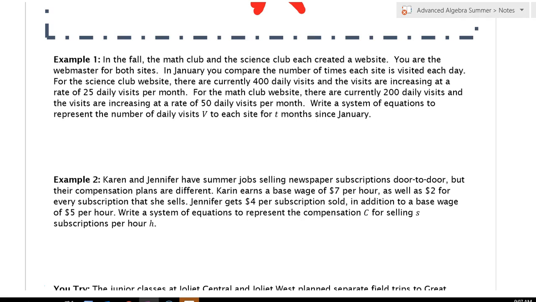Okay, so we're thinking about how many visits each month. So let's think about our first one. Let's talk about the Science Club first. Let's call it our S equation and our M equation. It says V visits, so we're going to start off with our capital V for both. Now, for the Science one, it says we have 400 daily visits, so we're starting off with 400. And it's increasing, so that means plus 25, and the word per here means multiply. So it says T months, so we're going to go with 25T. The next one says 200 daily visits from the math side and increasing at a rate of 50, so plus 50T.